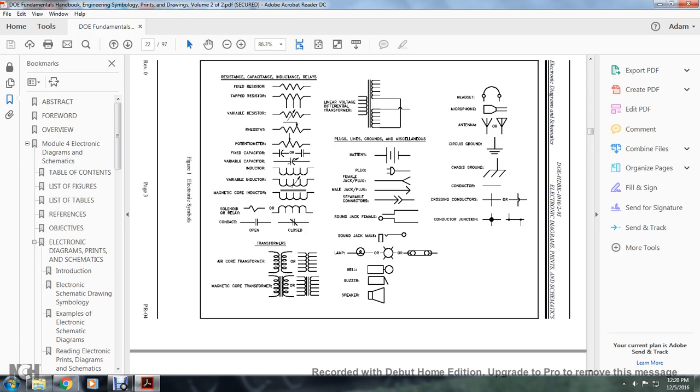A bell is a square with an O. A buzzer is a square with an angle or relay on it. A speaker looks like a speaker. Headset looks like a headset. Microphone looks like a microphone. Antenna looks like an antenna.